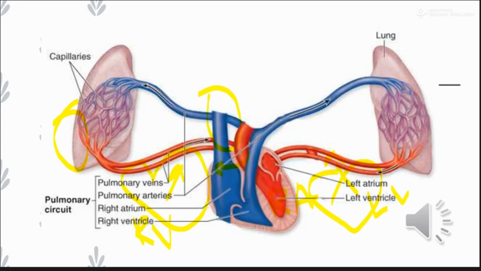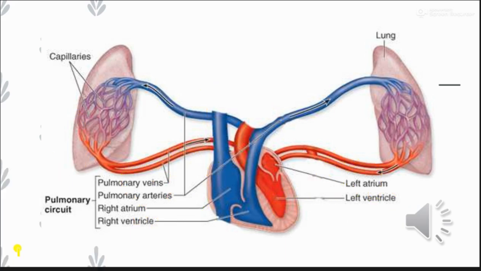So here is a picture that represents that. Okay, let me just remove my inks. As you can see here, it is your right atrium, right ventricle, it goes to the pulmonary trunk, arteries, lungs, back to the veins, and then back to the left atrium.